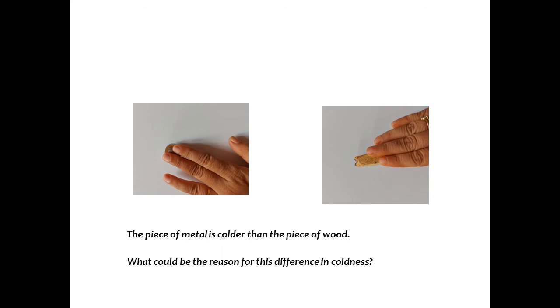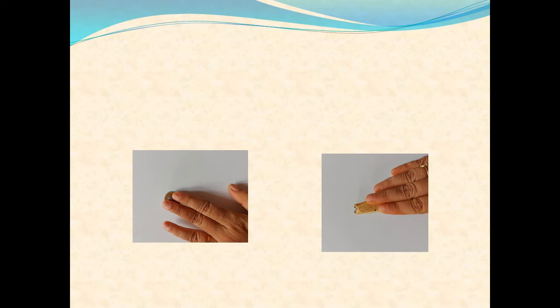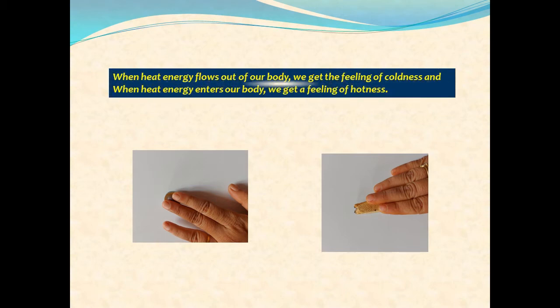When we keep materials in the fridge, they become cold. That is, they lose heat energy. When you touch the metal or wooden piece, you feel that they are cold. This means that heat energy is being transferred from your finger to the pieces. When you remove your finger, you don't get a feeling of coldness. This means that when heat energy flows out of your body, we get the feeling of coldness, and when heat energy enters our body, we get a feeling of hotness.